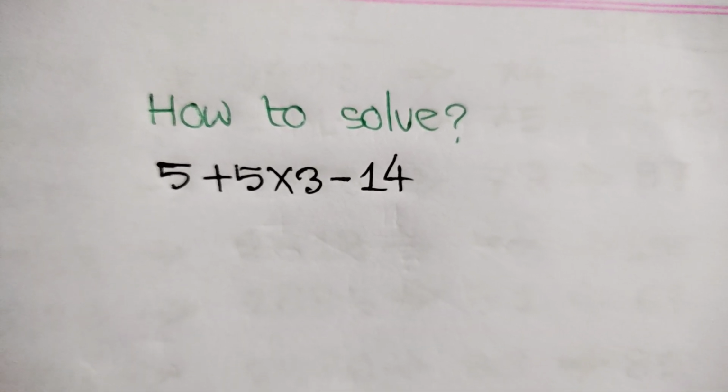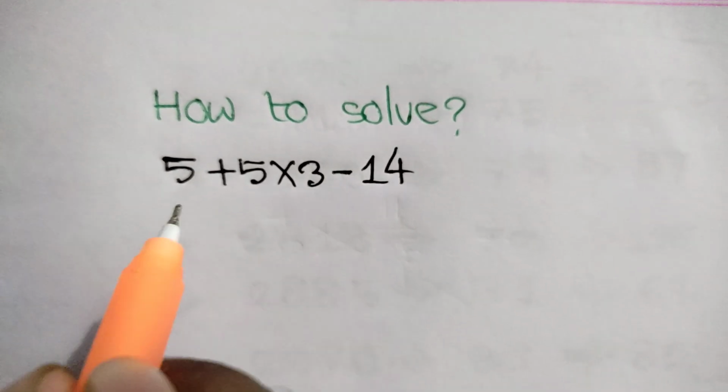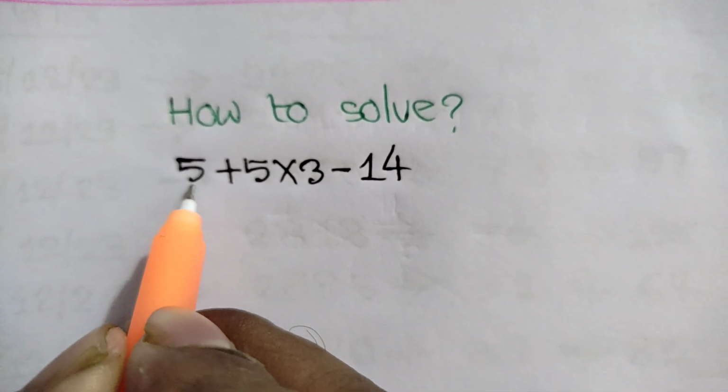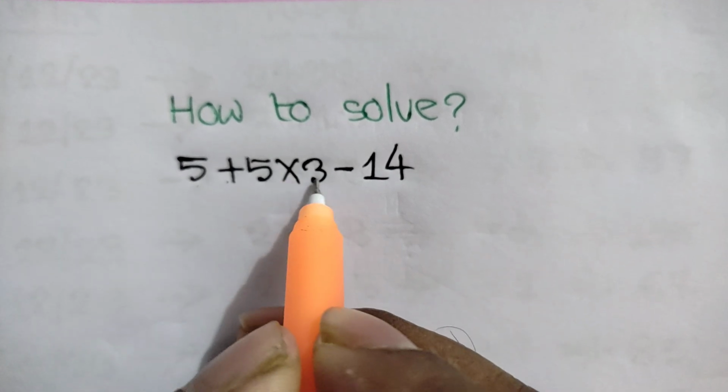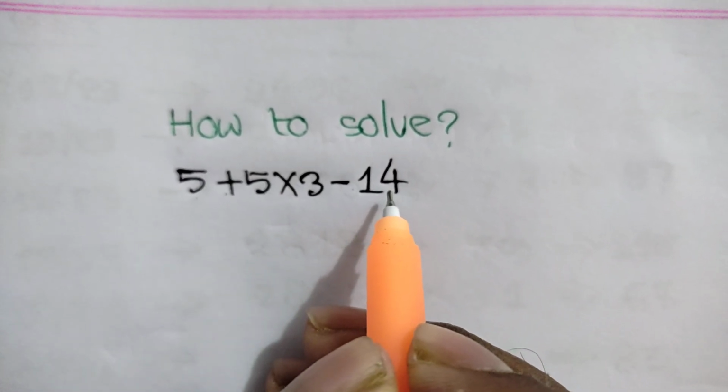Hi everyone, how to solve this problem? The problem is 5 + 5 × 3 − 14.